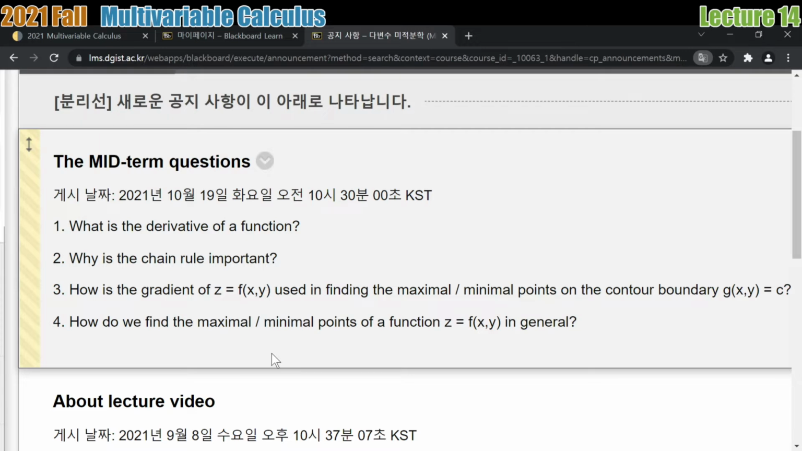Anyway, my impression when I read your answers to this second question is that, by the way, there was one student who answered this second question in a very personal way, and I really liked that, because he said that this question is wrong, because before you say it's important, you have to say for what purpose this chain rule is important.